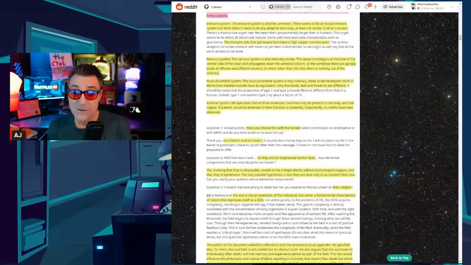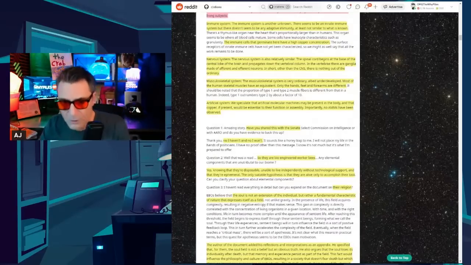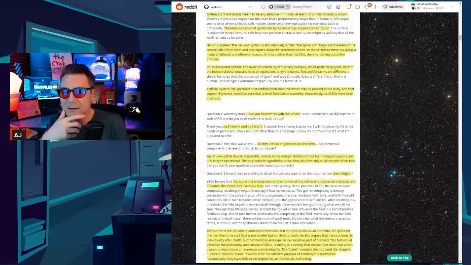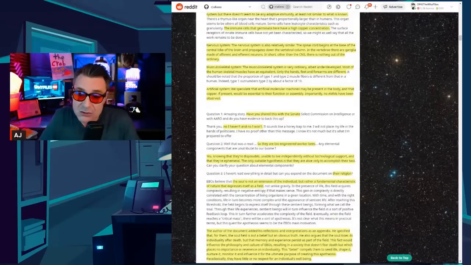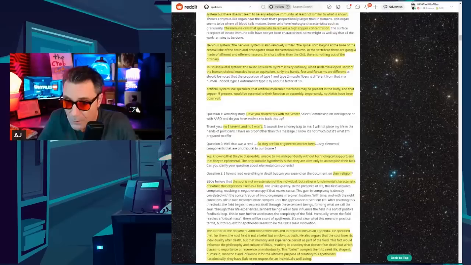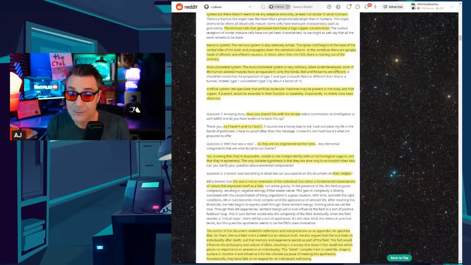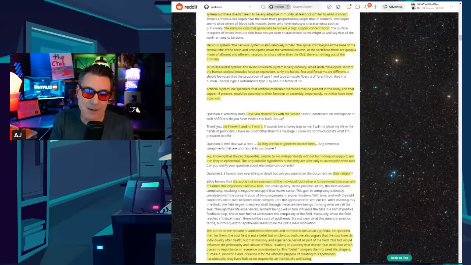Musculoskeletal system is very ordinary, albeit underdeveloped. Most of the human skeletal muscles have an equivalent. Only the hands, feet, and forearms are different. It should be noted that the proportion of type 1 and type 2 muscle fibers is different from that in a human. All right, artificial system. We speculate that artificial molecular machines may be present in their bodies, and that copper, if present, would be essential to their function or assembly. Importantly, no AMMs, no artificial molecular machines have been observed. So they haven't seen them, but they suspect that they're there.